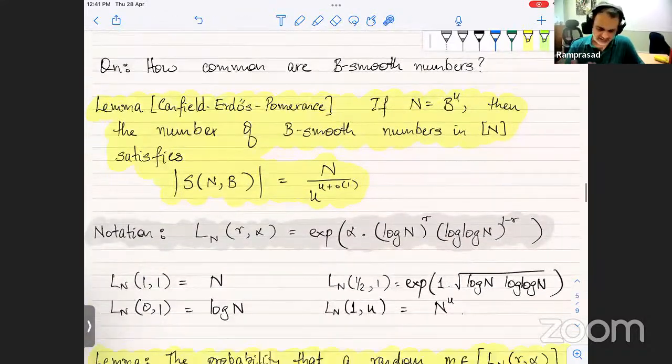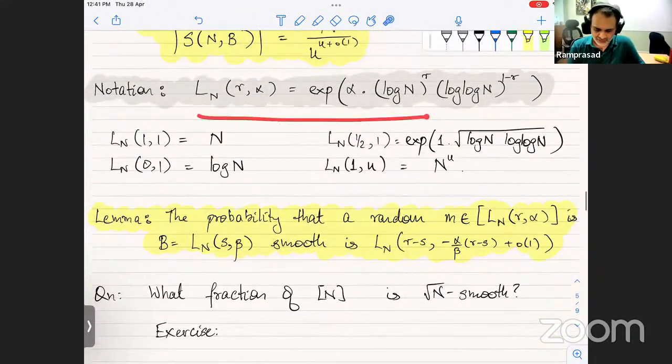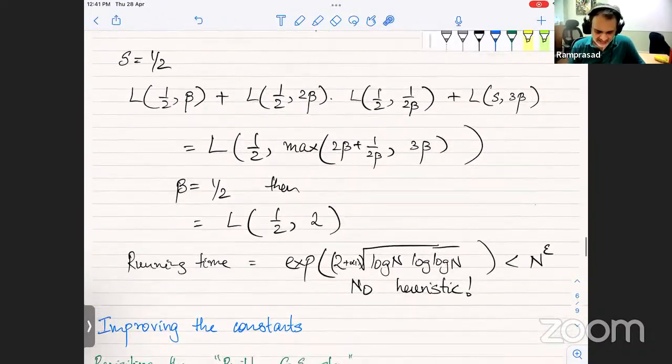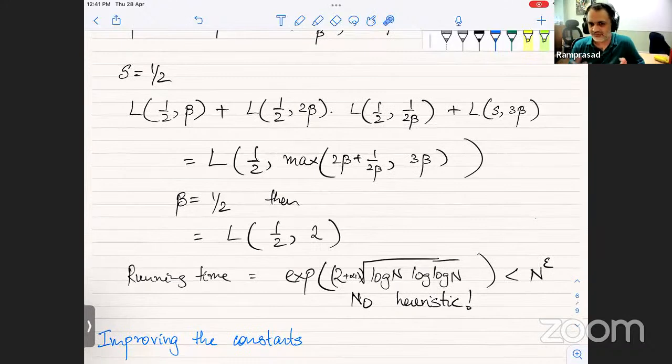Okay, and it's just that the analysis is very convenient once you have these L functions, and optimizing it sort of becomes clear that S should be half, and then it's a question of what is the right beta.